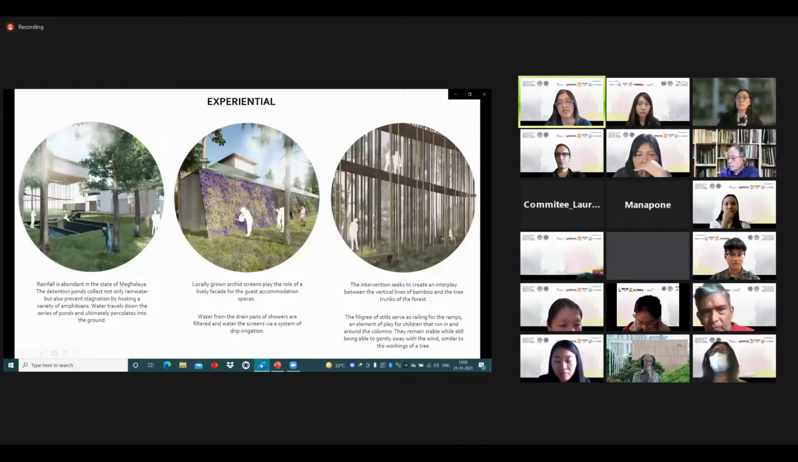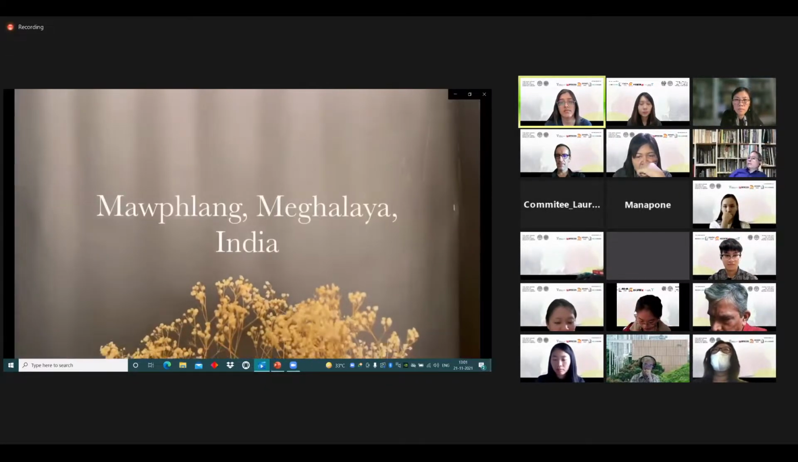Lastly, this intervention seeks to create an interplay between the vertical lines of bamboo and the tree trunks of the forest. The filigree of stilts serve as railing for the ramps, an element of play for children that run in and around the columns, while still remaining stable to be able to gently sway with the wind, similar to the workings of a tree. Thank you for your time.